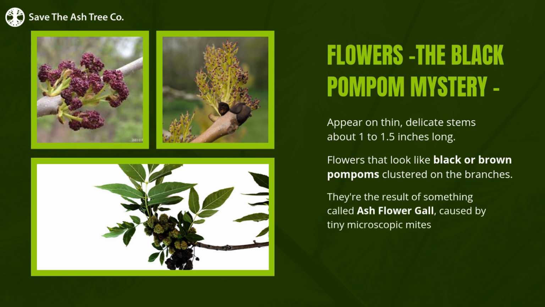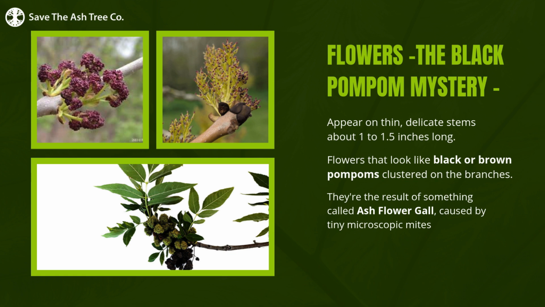Those pom-pom-looking things aren't actually normal flowers. They're the result of something called ash flower gall, caused by tiny microscopic mites. We're talking eriophyid mites here. So small you'd need a microscope to see them. These little critters infest the flowers and distort them into those brown pom-pom shapes.